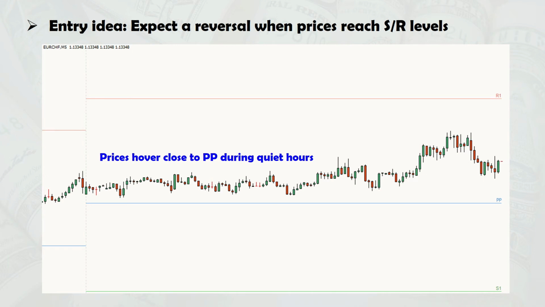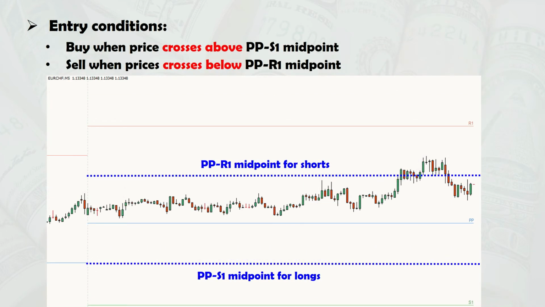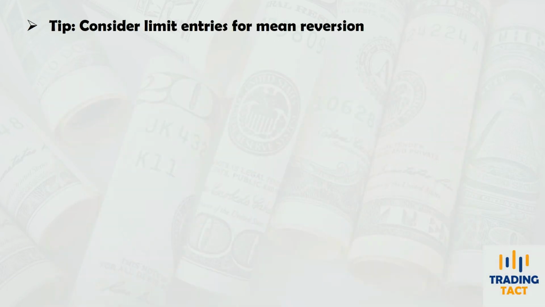To get more trades, I'll use the midpoint between the pivot and S1 for long entries, and the midpoint between the pivot and R1 for shorts. I'll go long when price crosses above the PP and S1 midpoint, and short when price crosses below the PP and R1 midpoint. I like to experiment with limit orders when taking a mean reversion approach.